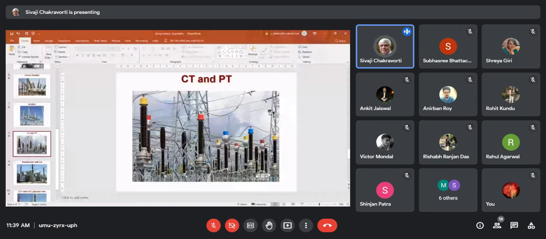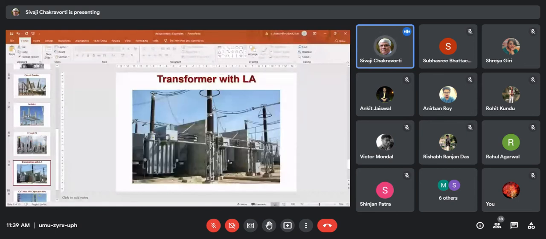This is a lightning arrester. Transformer with lightning arrester. Here you can see the transformer. Here you can see the transformer bushing on top. And then on the transformer bushing, you can see the connection coming. This is the lightning arrester. Here you can see in the second one. Clearly you can see the connection coming to the lightning arrester, then going to the transmission line.